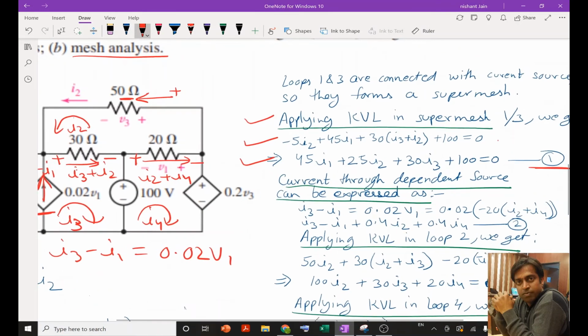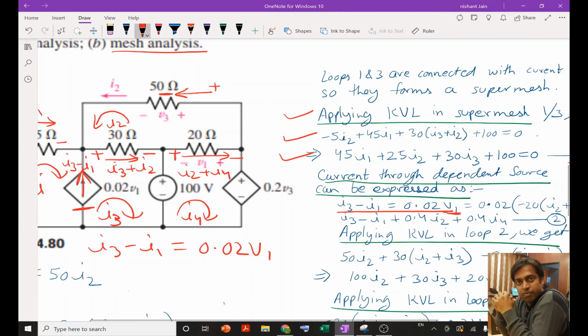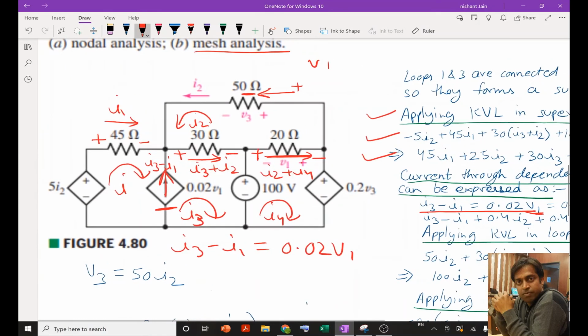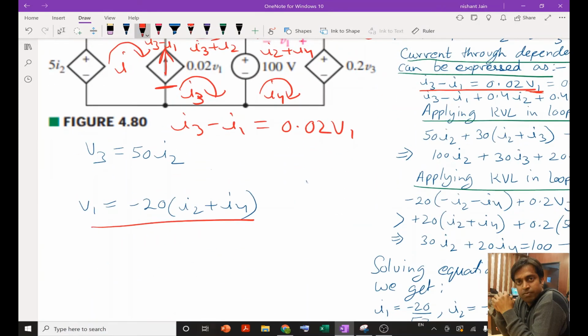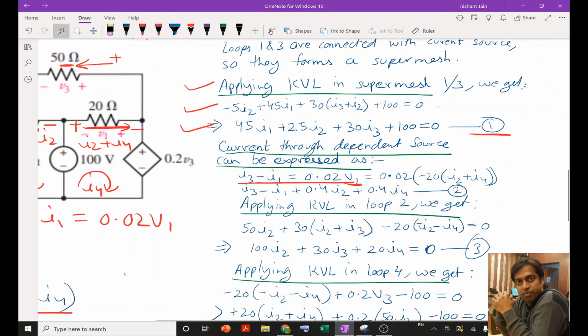So this will be this equation, and substituting the value of V1 from here, since the current through the 20 ohm is I2 plus I4, I can get the value of V1 as minus V1 equals minus 20 times (I2 plus I4). Okay, so substituting this I get this one, and solving this equation I get equation number 2.